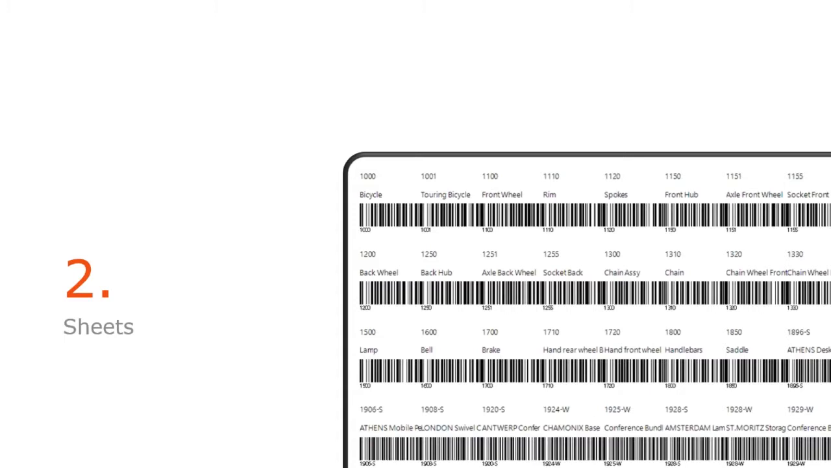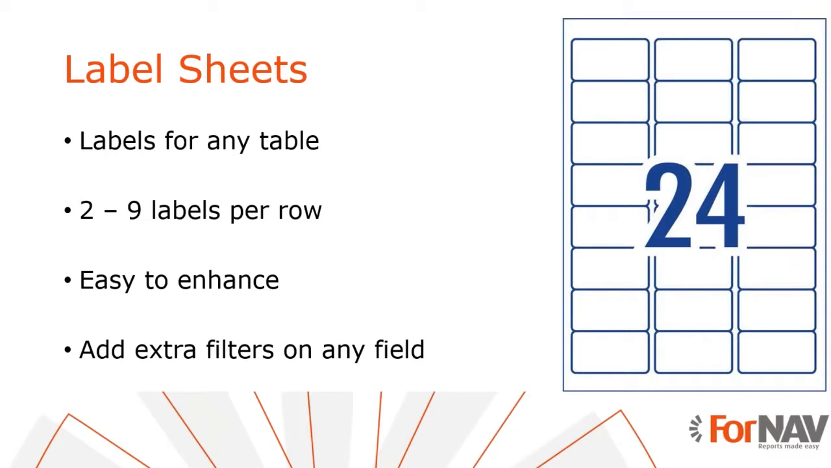Sheets are getting a little bit older and harder to find, but some people still like to use them, especially if you have to make a lot of price tags or if you do large email marketings. This is where you have an A4 sheet of paper with 24 labels, and each row has, in this case, 3 labels. What we did is we created a label sheet that is plug and play with any table in Business Central.